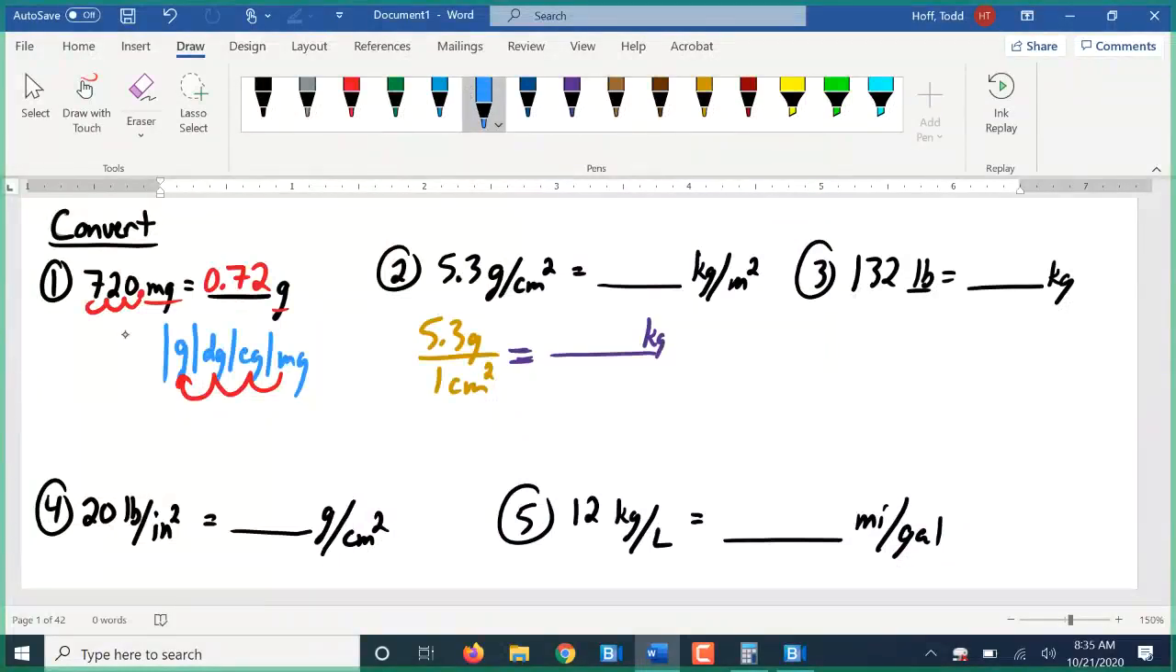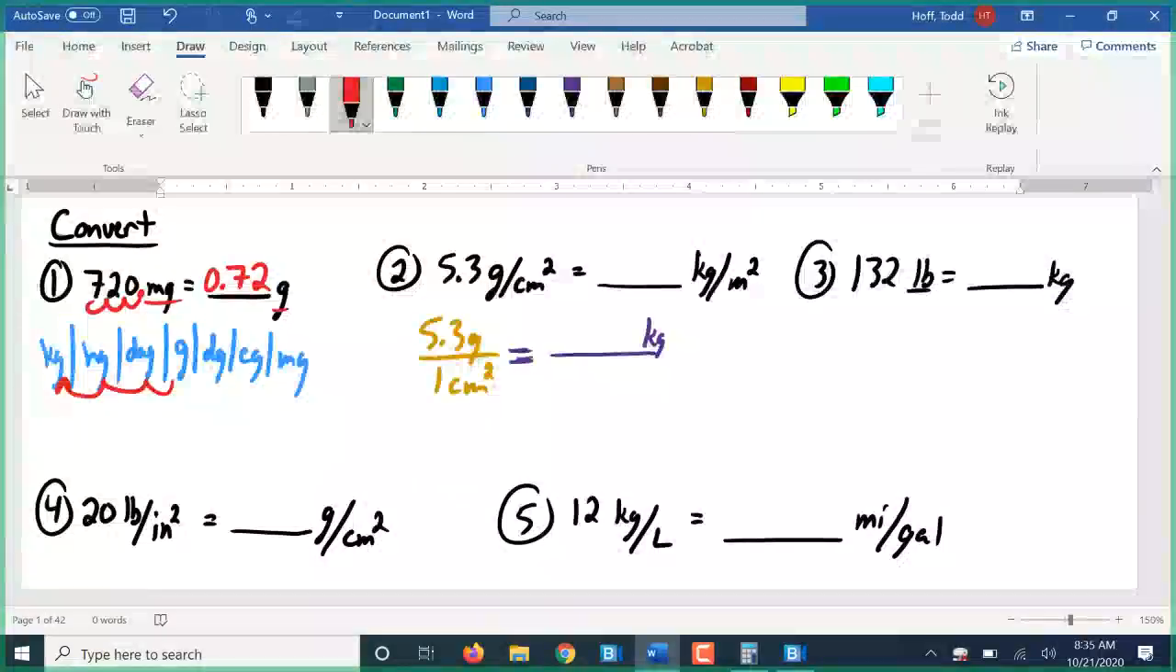Finishing my chart here, we would have decagrams, hectograms, and kilograms going this way. So going from grams to kilograms is 3 spots to the left on the chart. So my decimal point has to move 3 spots to the left. So we go 1, then we have to add zeros for 2 and 3. So that is 0.0053 kilograms.